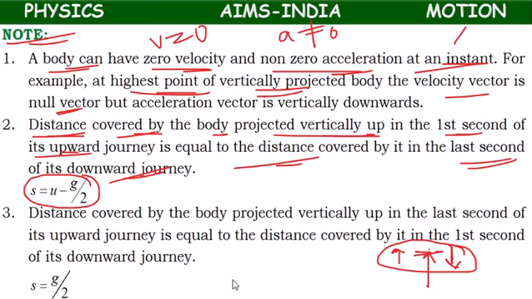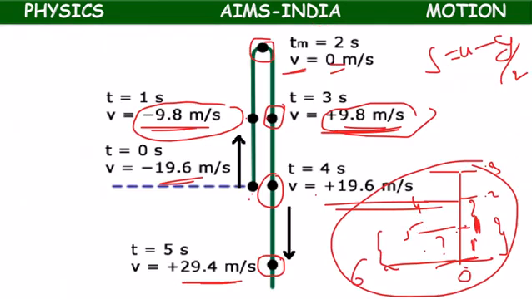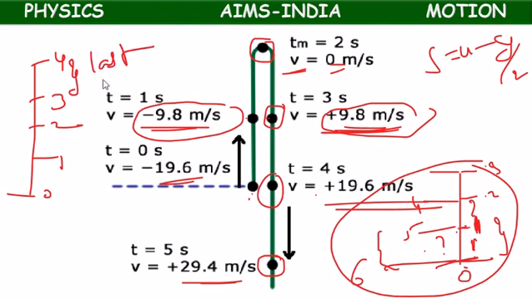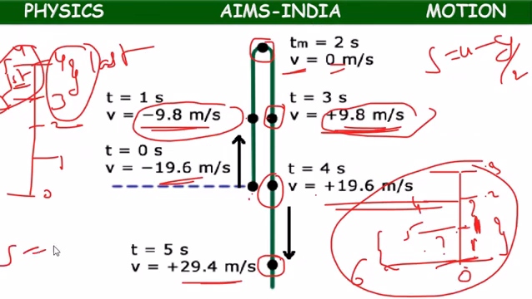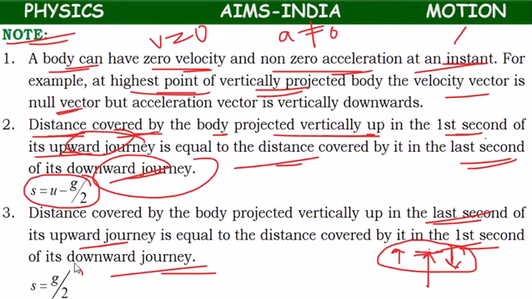Next one. Here, first second of the upward journey and last second of the downward journey, that point we have to keep in mind. Suppose you take the last second in the upward journey and the first second in the downward journey, they are also equal. Here 0, 1, 2, 3, 4: this 3 to 4 second is the last second in the upward journey, and this 4 to 5 second is the first second in the downward journey. They are also equal, but here the distance will be calculated by the formula S equals g by 2.